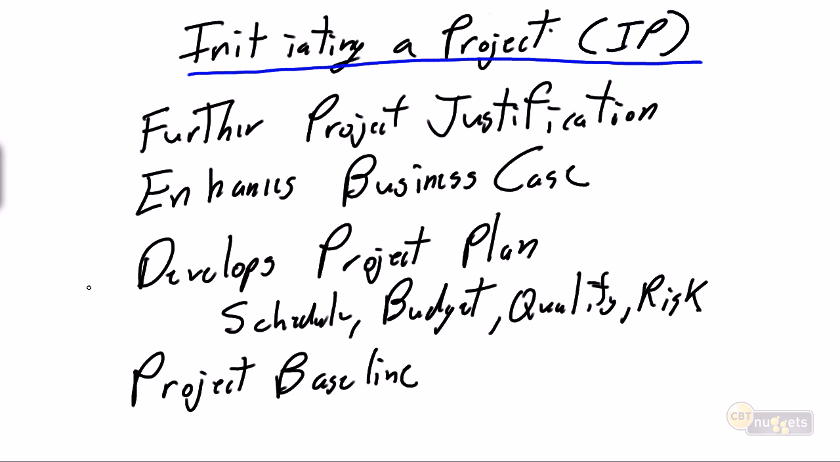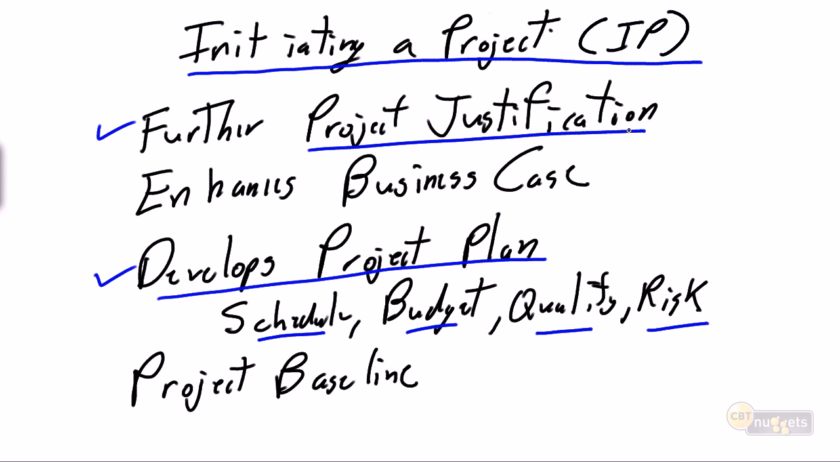The focus of IP is developing the complete project plan, the project schedule, the project budget, the quality management plan, the risk management plan, and all aspects to successfully completing the project. But in order to ensure that we are doing the right plan, we need to do further project justification. Starting up the project was brief. Initiating the project is more comprehensive.